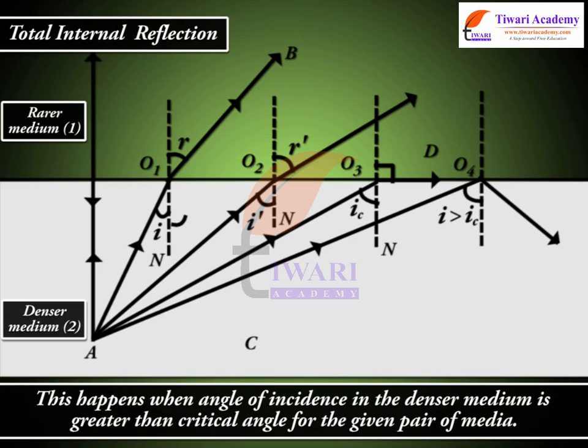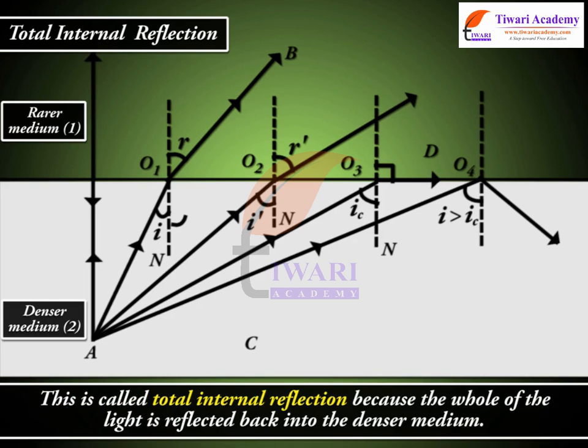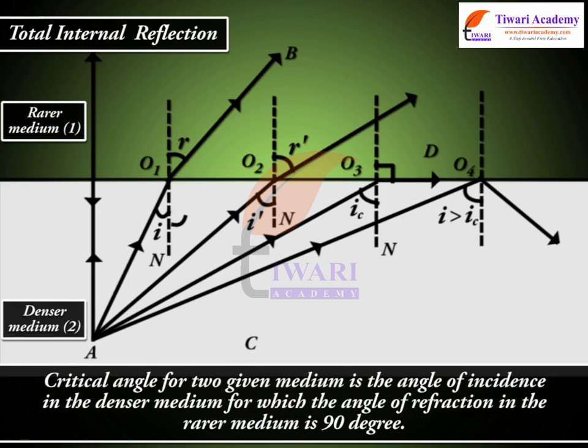This happens when the angle of incidence in the denser medium is greater than the critical angle for the given pair of media. This is called total internal reflection because the whole of the light is reflected back into the denser medium. Critical angle for two given media is the angle of incidence in the denser medium for which the angle of refraction in the rarer medium is 90 degrees.